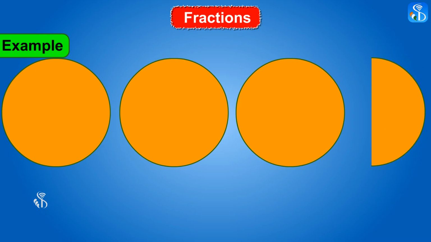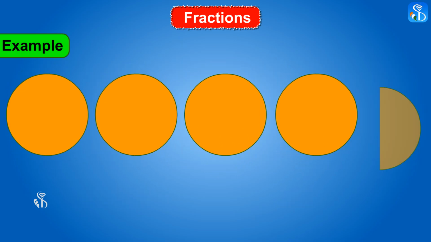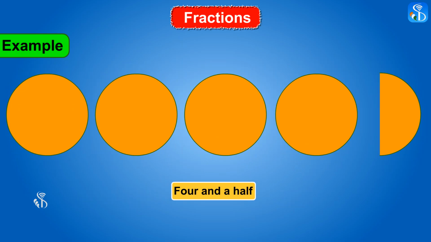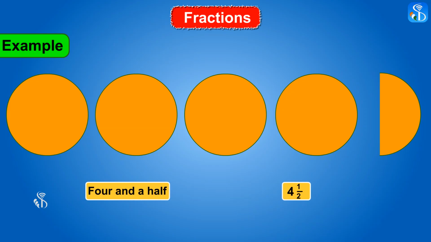3 whole and 1 half makes 3 and a half. In fractions we write it as 3 into 1 upon 2. 4 whole and 1 half makes 4 and a half. It is written as 4 into 1 upon 2.